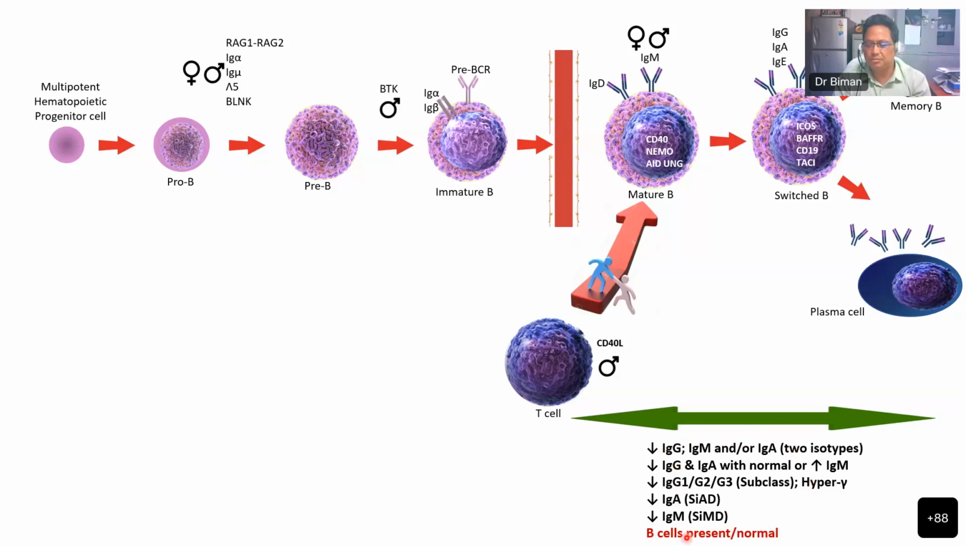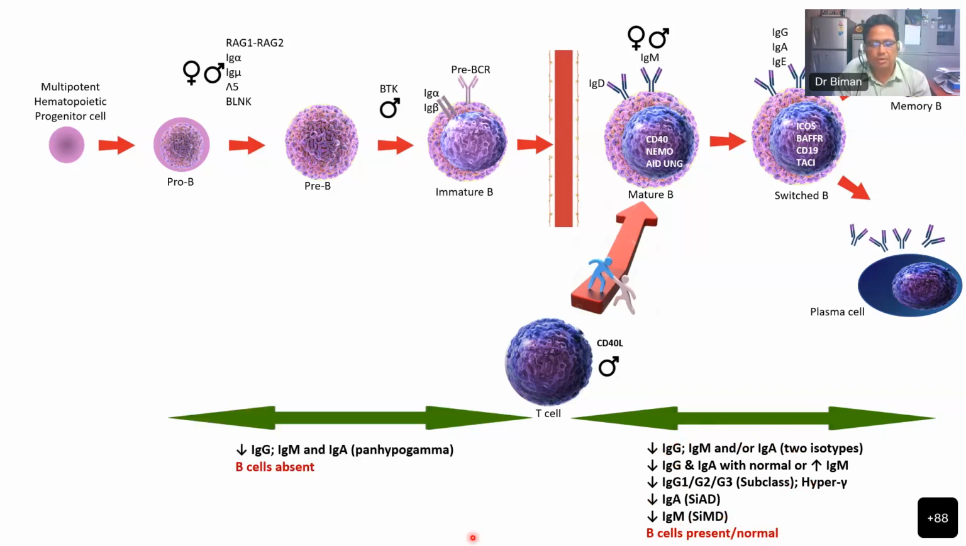B cells will, however, be normal in all these situations. Whereas if there's a defect in early B cell development, there's pan-hypogammaglobulinemia because there are no B cells at all. It's arrested in the bone marrow itself, so there are no B cells in the peripheral blood. All immunoglobulins will be low and B cells will be absent. So in early B cell development blockage, there will be absent B cells and pan-hypogammaglobulinemia.